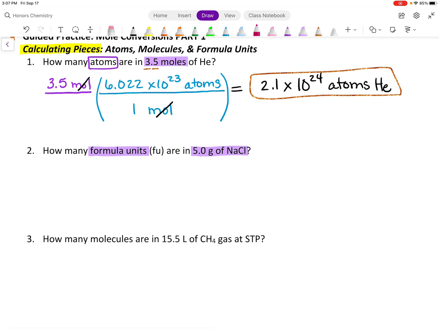So the molar mass of NaCl: on the periodic table, sodium is 23 grams, I round to the whole number, plus chlorine, which is 35 grams, to keep that simple. We have 58 grams per mole.